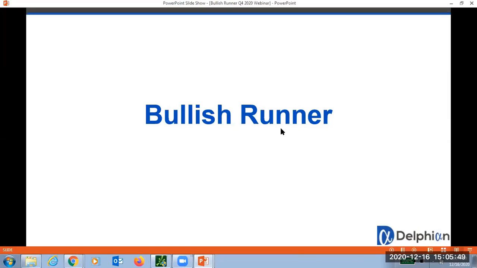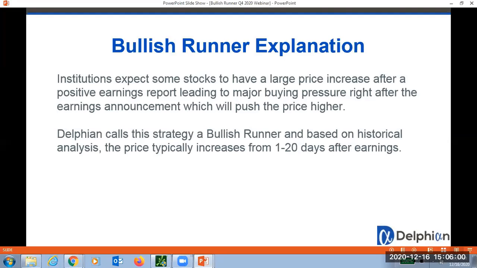So again, similar to what Josh mentioned before, our bullish pre-runners, our bearish pre-runners, we're talking about a bullish runner. So the bullish runner is you're looking for the stock price to go up after the earnings announcement. So institutions expect some stocks to have a large price increase after a positive earnings report, leading to major buying pressure right after the announcement that will push the price higher.